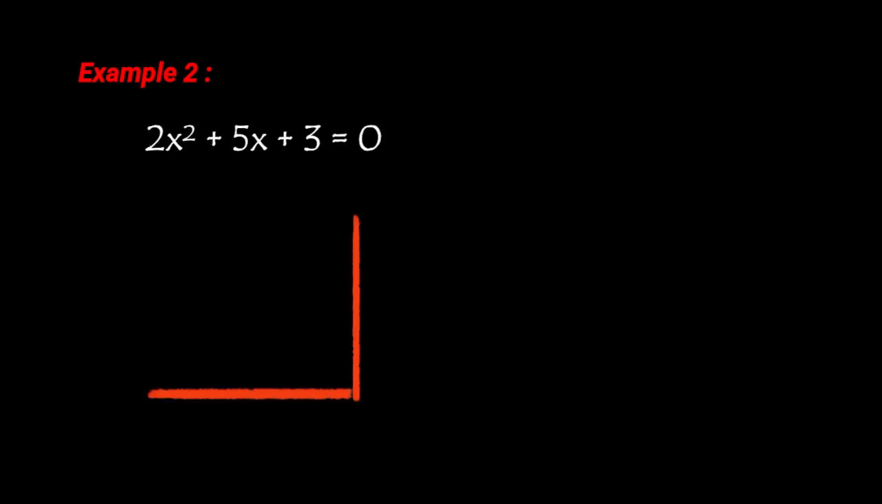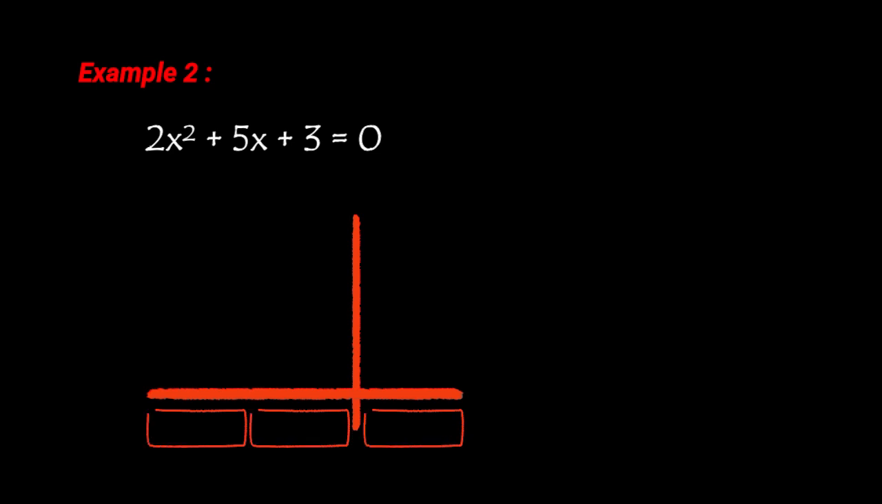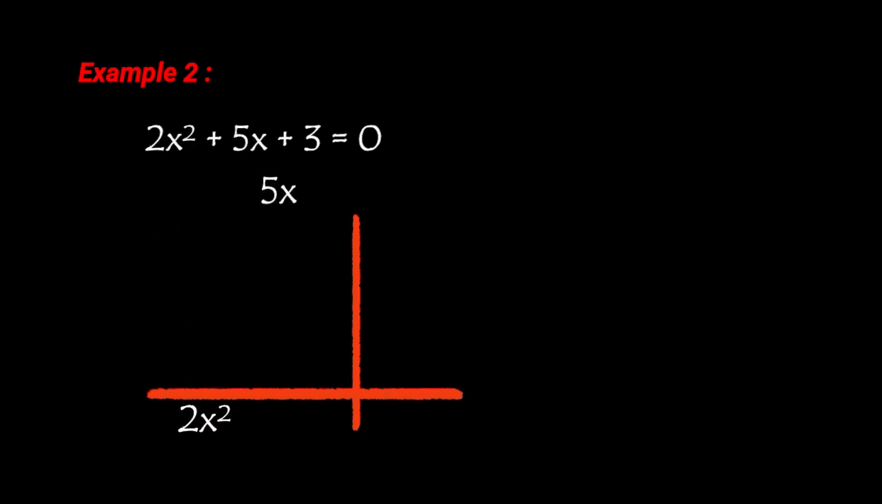Now let's go on to the second example, where we have 2x squared plus 5x plus 3 equals 0. Firstly, we have to draw out the factorization table and insert the three terms that we have into the table. The first term is always placed in the bottom left-hand side of the table. The second term, positive 5x, in the bottom right-hand side of the table. And the last term, positive 3, in the center of the table.